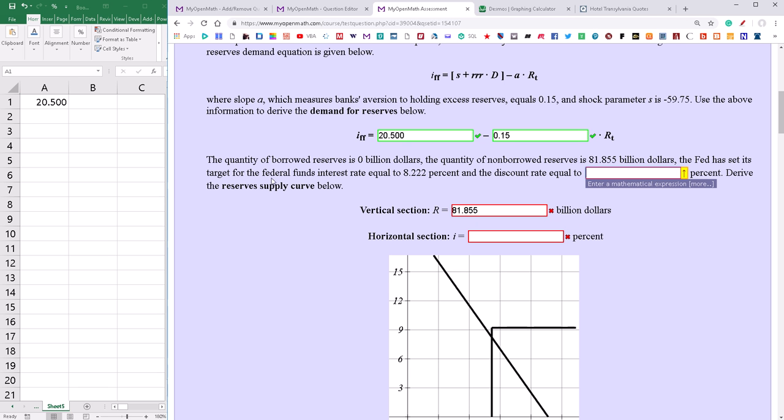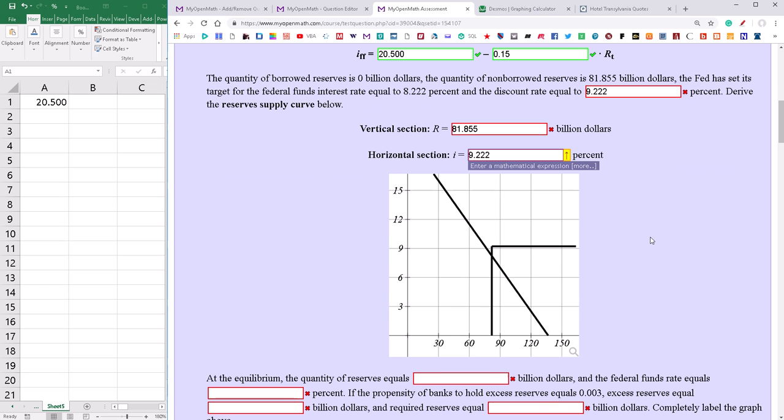The Fed has set its target for the federal funds rate at 8.222%, and because of the Fed's discount rate policy, the discount rate will be 100 basis points higher than its target for the federal funds rate, so 9.222%. And remember, that kinks because the discount rate is a non-binding price ceiling in most cases. It kinks the supply of reserves at this rate of 9.222%.